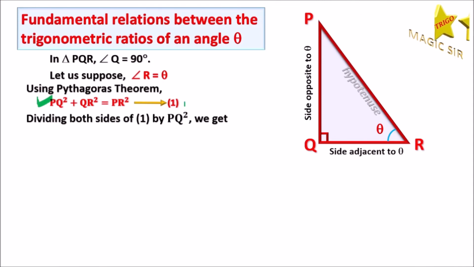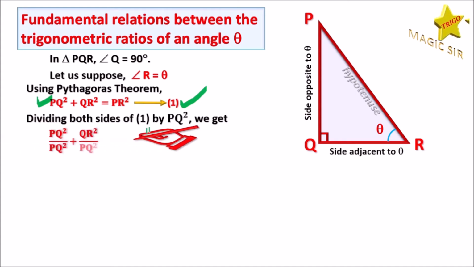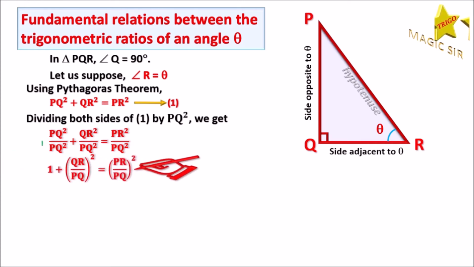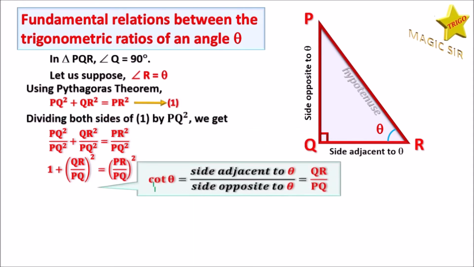Now we are going to obtain the next trigonometric identity. Look at equation 1. Dividing both sides of this equation by PQ square, we get PQ square upon PQ square plus QR square upon PQ square is equal to PR square upon PQ square. But we know that PQ square upon PQ square is equal to 1. Therefore, 1 plus (QR upon PQ) whole square is equal to (PR upon PQ) whole square.